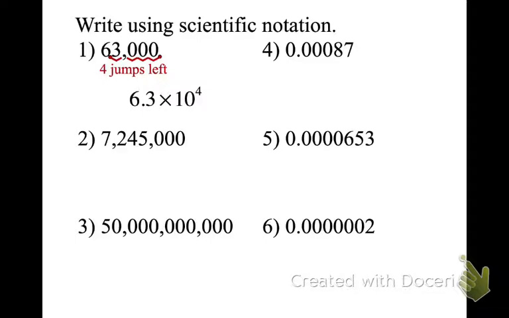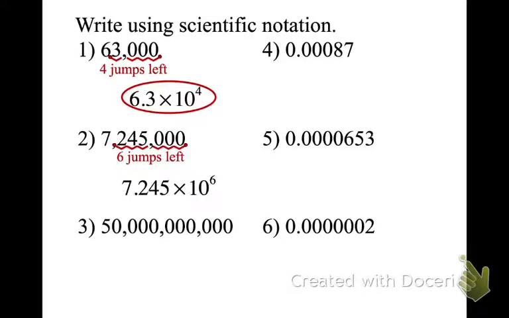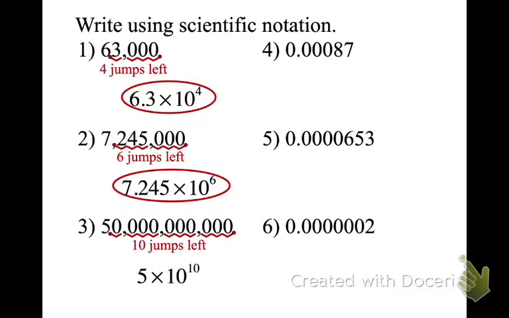6.3 times 10 to the 4th. Now notice number 2 has a lot of digits. So I'm moving my decimal between the 7 and the 2, but I still have to write 2, 4, 5. The only things I get to drop off are the zeros. So it's 7.245 times 10 to the 6th. Okay, number 3, I'm moving it over 3, 6, 9, 10. There's my decimal, naturally, always on the right if it's not written. And it's going to be 5 times 10 to the 10th.